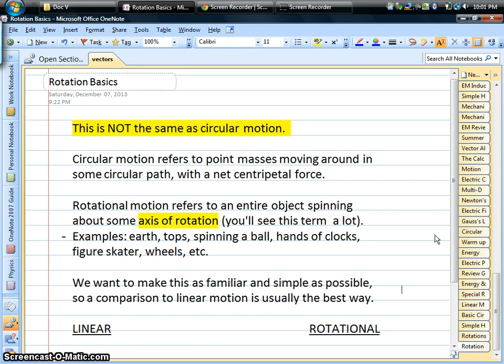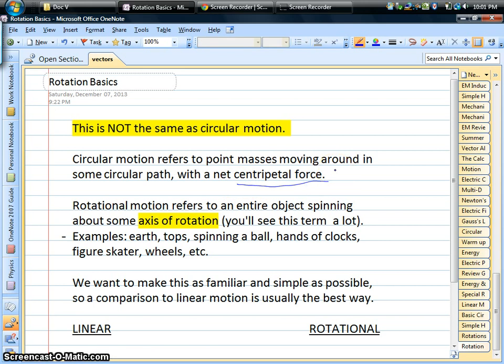Most classes will probably hit something like circular motion, where you talk about a ball at the end of a string, a pendulum, the Earth going around the sun, different kinds of orbits and satellites and things like that. Circular motion refers to point masses going on a circular path, and that's where you deal with the concept of centripetal force, mv squared over r.